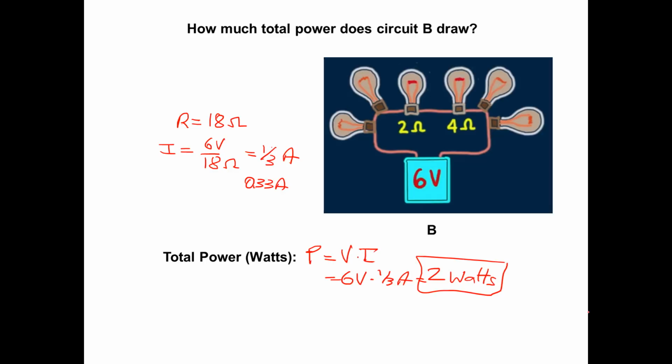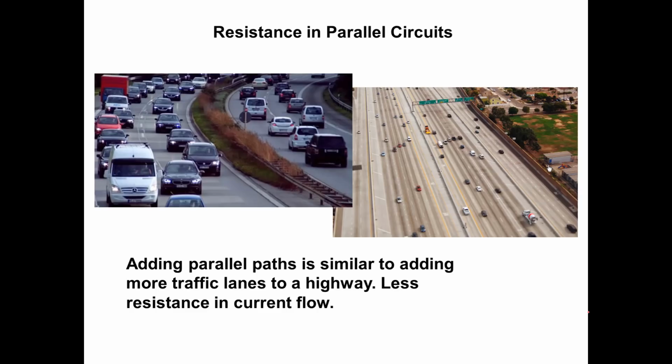Let's take a look at a couple of problems involving parallel circuits. I like to think of why a parallel circuit has less resistance, and I think of it this way. Adding parallel paths is similar to adding more traffic lanes to a highway. Over here on the right side we have something like 14 lanes of traffic. So with about the same amount of cars, the cars can move with much less resistance. Over here we only have 2 lanes each direction, a total of 4 lanes. The traffic is much heavier. There's more resistance to the flow of traffic here. When we have less resistance in an electrical circuit, there's less resistance to the flow of electrical current as well.